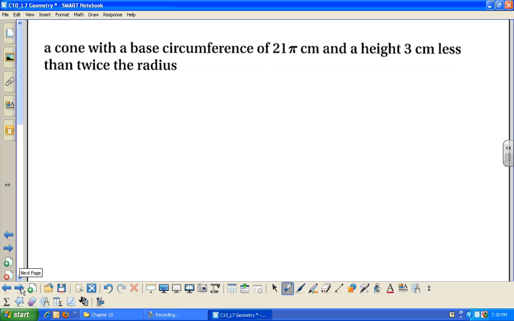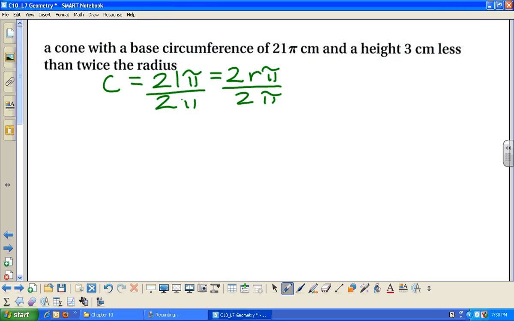I want to find the volume of a cone with base circumference of 21 pi and height 3 centimeters less than twice the radius. The first thing I want to do here is find what the radius measurement is. So my circumference is equal to 21 pi. The formula for finding circumference is equal to 2 pi r. And I want to find out what r is equal to. So I'm going to divide both sides by 2 pi. My pi's cancel out. 21 divided by 2 gives me 10.5 is equal to r.